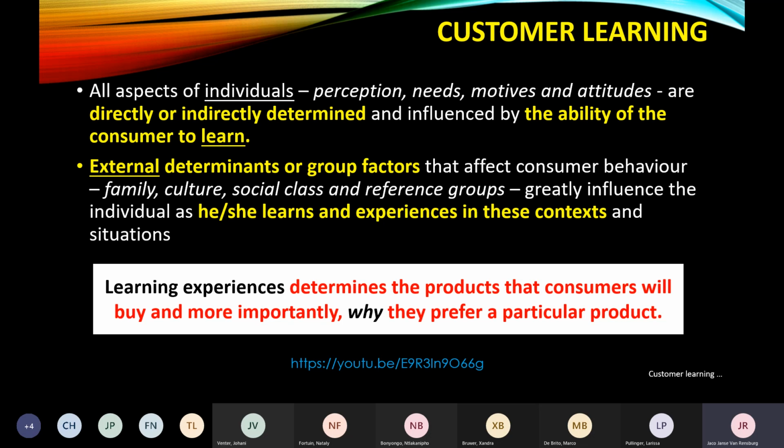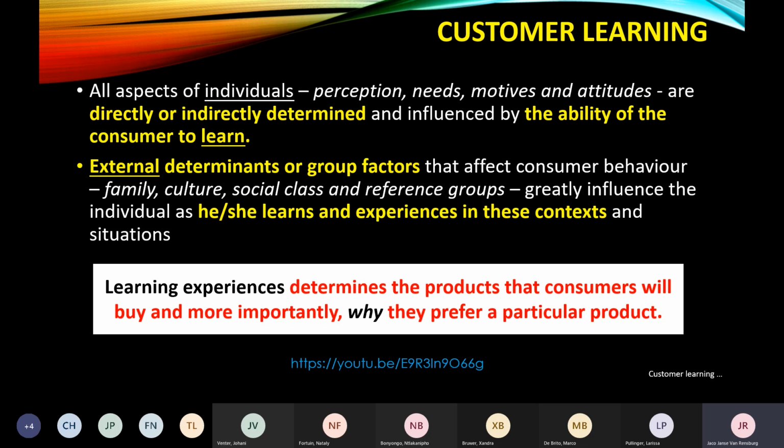You learn from your family, you learn from your peers, and you learn from your teachers. They are all different. That's the chapter on referencing that we addressed. Those are all different forms of learning. And the learning experiences determine the products that the customers will buy, and more importantly, why they prefer a particular product.